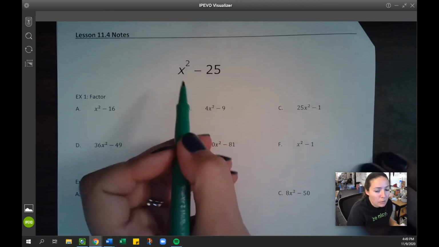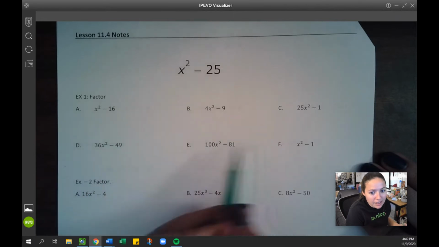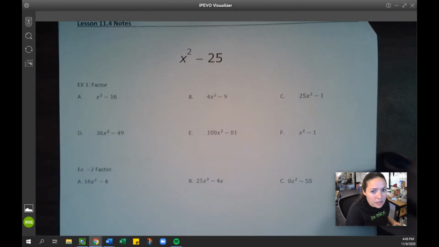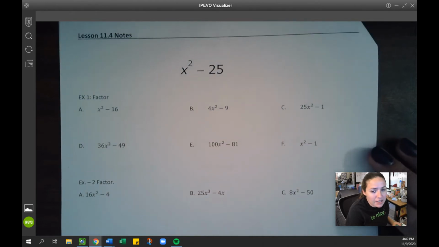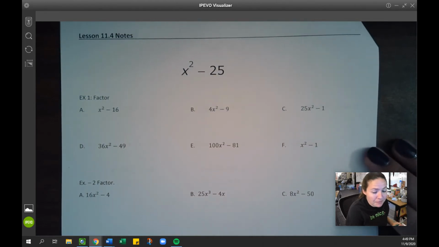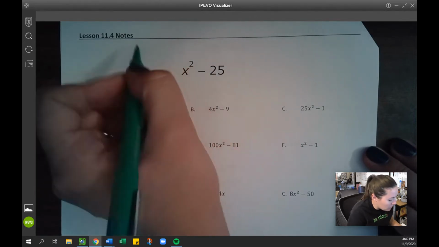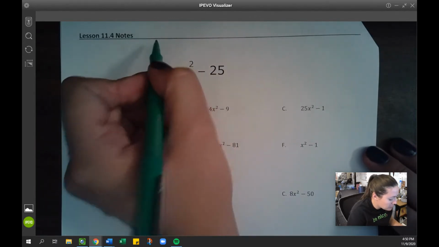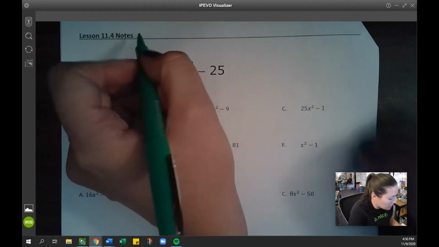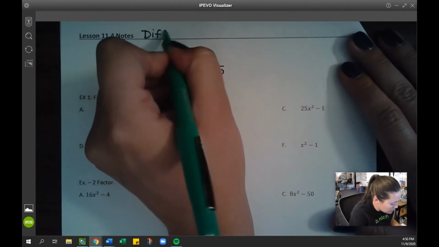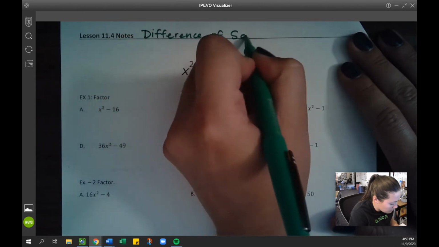All right, we are going to look at how to factor something that looks like this. Now, if you notice, all of the polynomials on this page in this lesson are binomials. We are going to reverse FOIL, but these are all special types of binomials, called difference of squares.